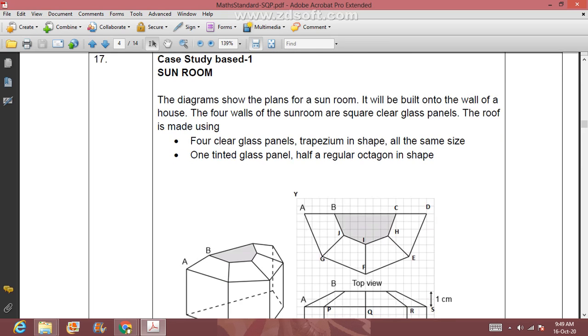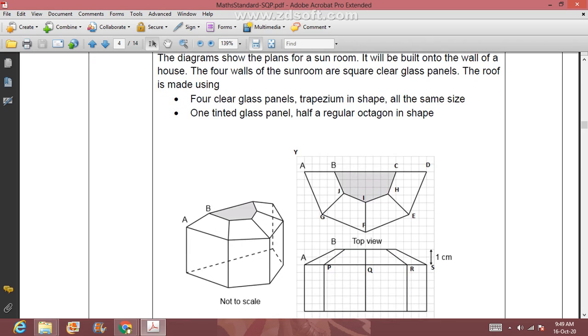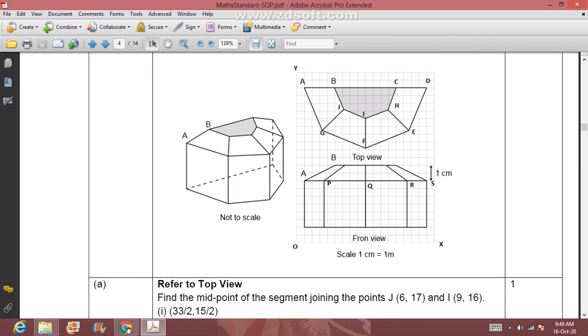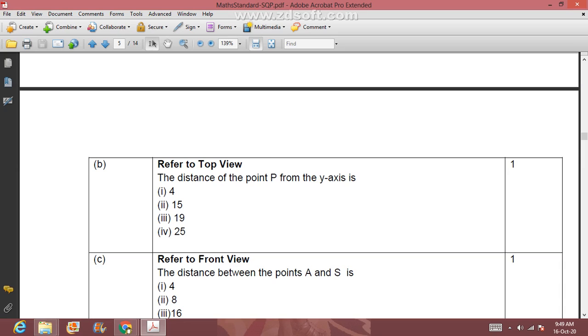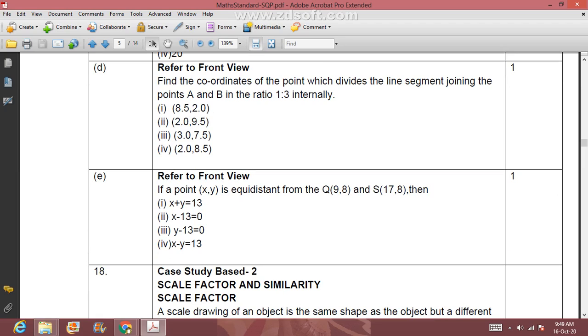Questions are very easy, but it will take time for understanding the case study. For example, question number 17, a case study based question. In this 17, this is the explanation of the case study. These are some diagrams of the case study, and in this question 17 there are 5 subparts: A, B, C, D and E. Out of these 5 questions, you have to solve any 4. Means one can solve A, B, D, E, another can solve A, B, C, D, one can solve B, C, D, E, or one can solve all 5.